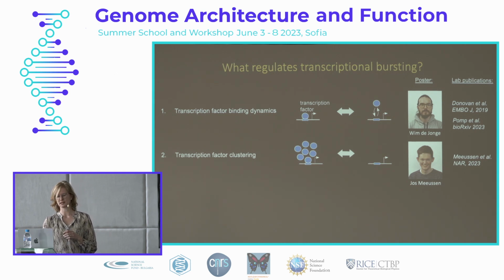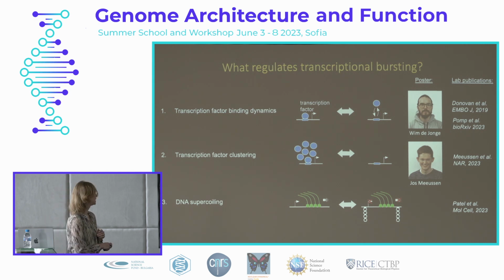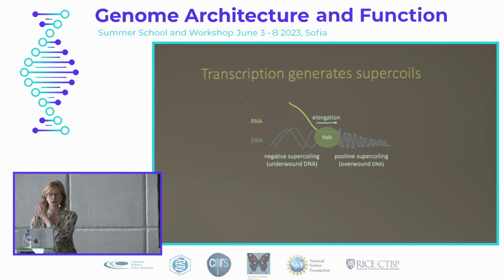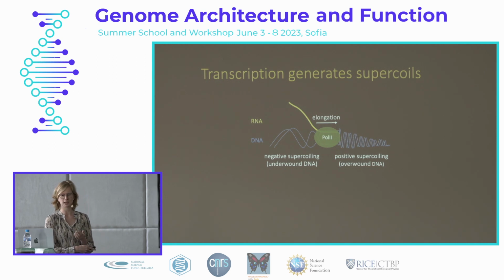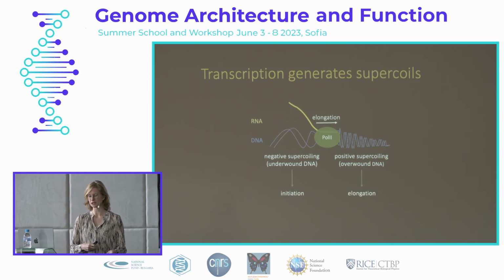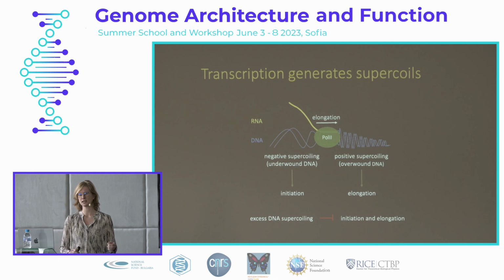So what I do want to talk about in the remaining minutes of my talk is DNA supercoiling and how this affects transcriptional fluctuations. As we've heard earlier during the meeting, transcription generates supercoils. When RNA polymerase transcribes through a gene, it generates positive supercoils, or overwound DNA, ahead of polymerase, and underwound DNA, or negative supercoils, behind polymerase. And this feeds back on the transcription process, where negative supercoils are thought to promote transcription initiation, and positive supercoils are thought to promote transcription elongation. Yet if you have an excess of DNA supercoils, this can also inhibit both of these processes.